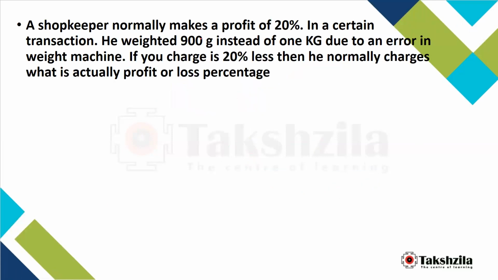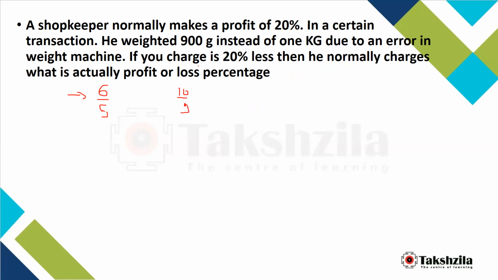One more question. A shopkeeper normally makes a profit of 20%. So the multiplying factor in this case will be 6 by 5. In a certain transaction, he weighed 900 grams instead of 1 kg due to an error in the weighing machine. So he weighed 900 grams, which basically gives 10 by 9.